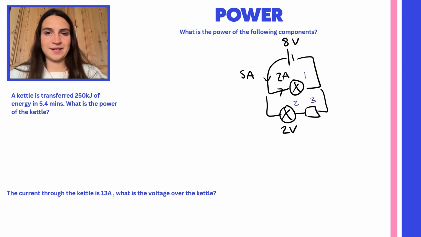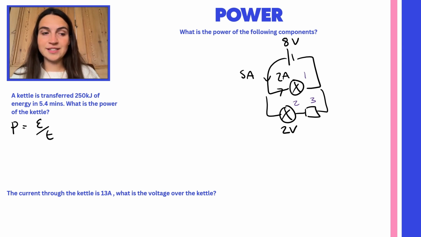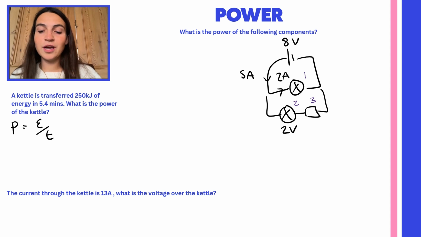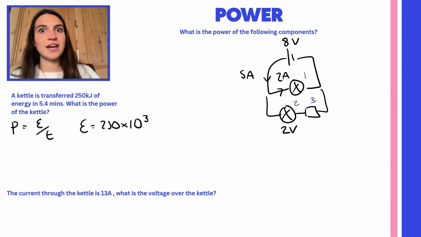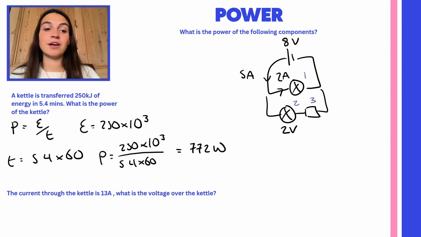Okay, a kettle is transferred 250 kilojoules of energy in 5.4 minutes. What is the power of the kettle? Well, power is equal to energy over time. There are many different power equations. I know I need to be using this one because in the question they've given me an energy, 250 times 10 to the 3 joules, and they've given me a time, 5.4 times 60 to get those minutes into seconds. So then it's just a case of plugging into my equation. Power equals that energy divided by that time, 772 watts.